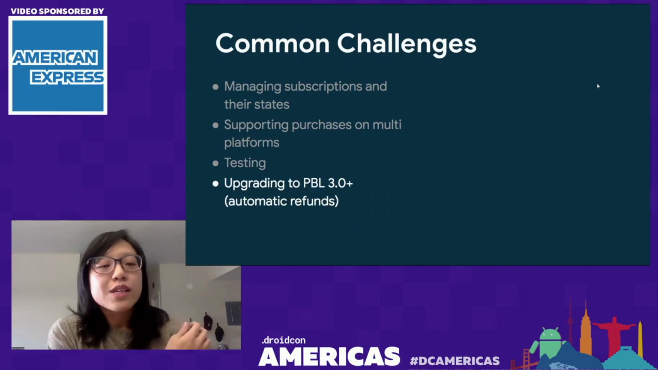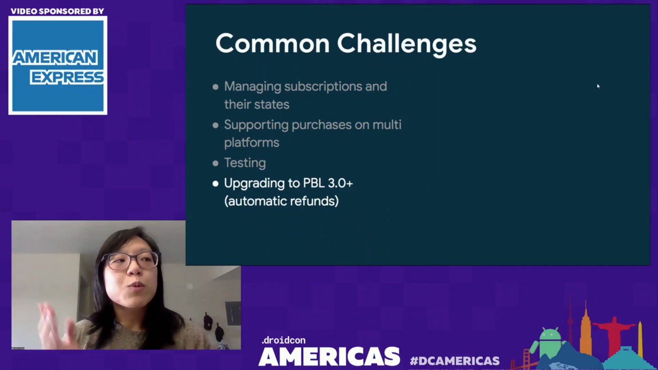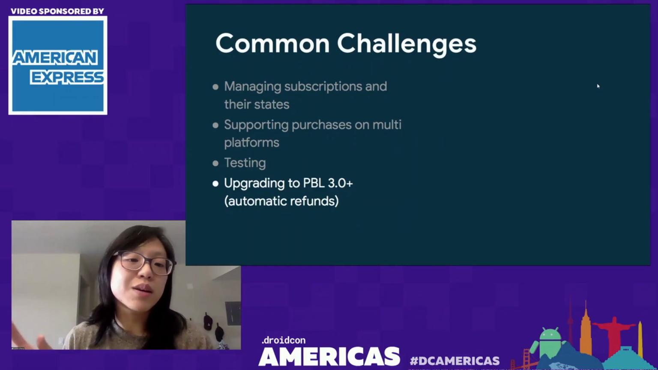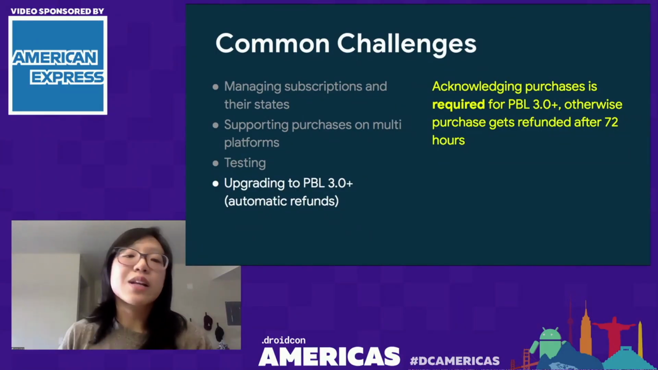The last thing that we've seen a lot is because of this requirement to upgrade to the newest Play Billing library, which is 3 right now, there was this discrete change where once you upgrade to Play Billing library 3 or anything after Play Billing library 3, some users were seeing automatic refunds after 72 hours. And the reason for that is because for any Play Billing library 3 and above, you are required to acknowledge purchases. So this is just a one-line code where you acknowledge the purchase and say, okay, acknowledge this purchase.